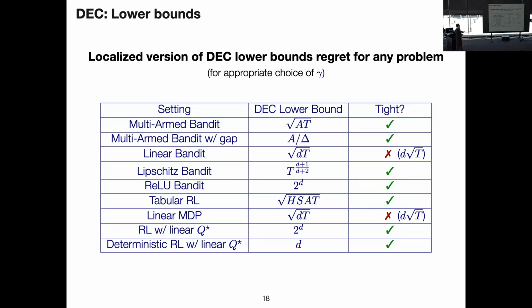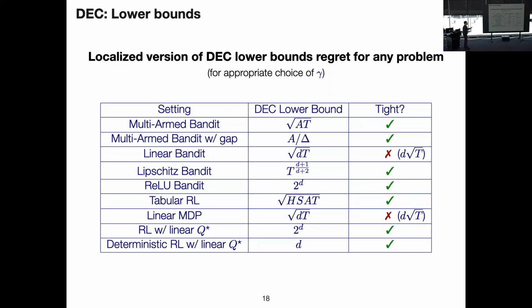These are what you get by saying, okay, this is the model class I'm working with, like multi-armed bandit, linear MDP, tabular RL. This is what you get by plugging these classes in and just seeing how this DEC behaves and plugging it into our general lower bound. And I think one thing that's especially cool here is, this is not just recovering optimal rates for problems like multi-armed bandits that are known to be tractable. This can also recover strong impossibility results, so things like exponential lower bounds for problems that are known to be intractable.